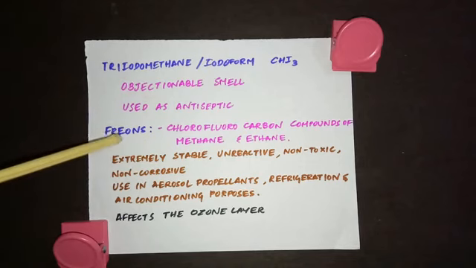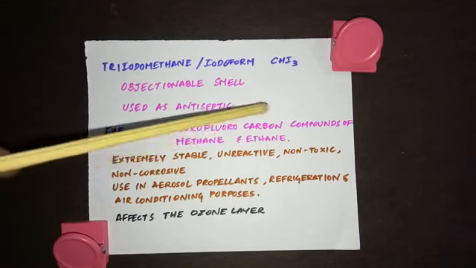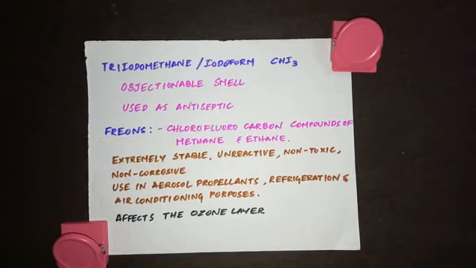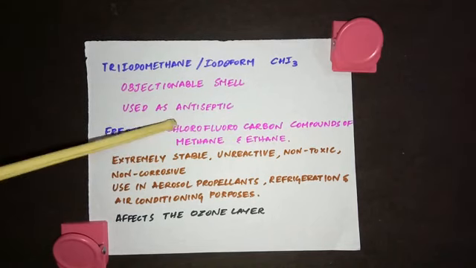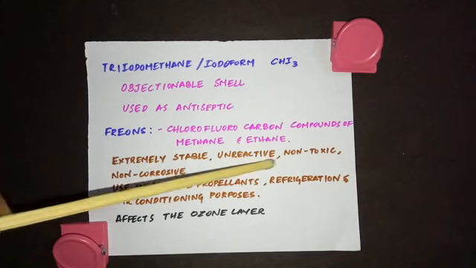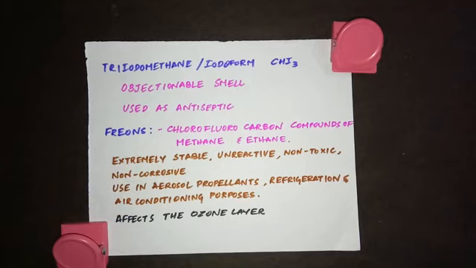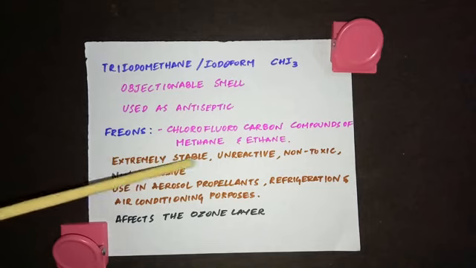And the next polyhalogen compound is freon. Freon is nothing but chlorofluorocarbon compounds of methane and ethane. If you take methane and ethane and replace one or two hydrogens with chlorine or fluorine, we call those freons. Freon is extremely stable, unreactive, non-toxic, and non-corrosive, but it is very threatening to the ozone layer because of its extremely stable nature.